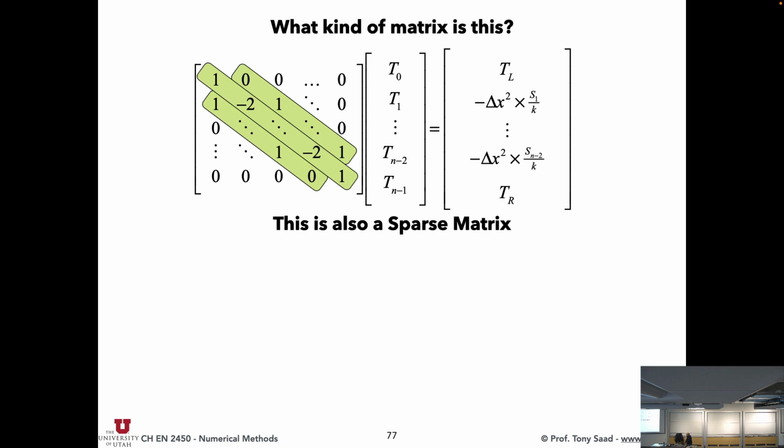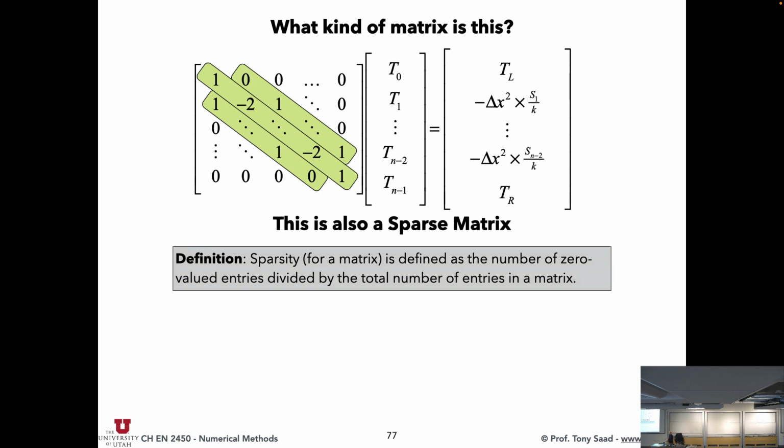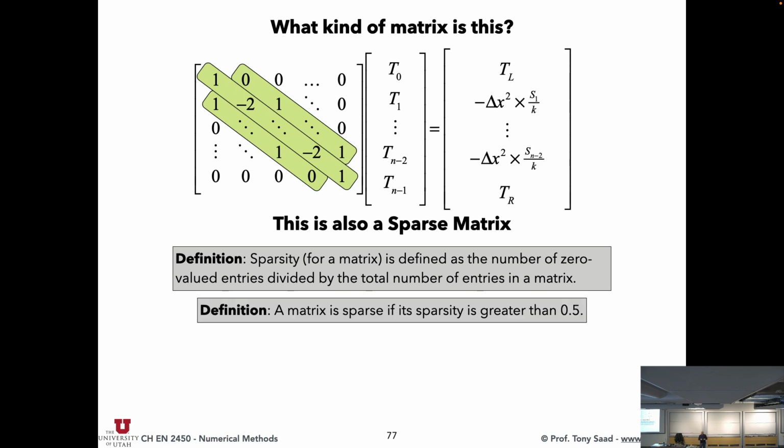Now, this is also a sparse matrix. Okay, finally, what the heck is a sparse matrix? Before we define what a sparse matrix is, sparsity is a measure of the number of zero-valued entries in a matrix. So how many zero values do you have and how many total entries in the matrix? It's a ratio of how many zeros there are relative to the size of the matrix. Now, a matrix is sparse if the sparsity is greater than 50%. In other words, if more than 50% of the entries in the matrix are zero, then the matrix is called sparse.